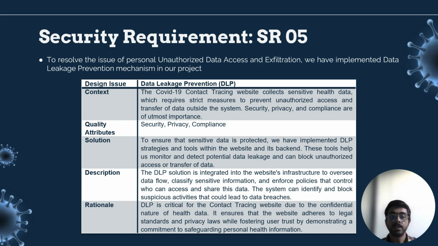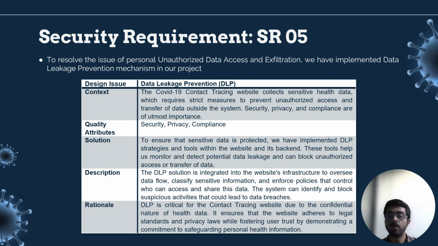Fifth one is data leakage prevention. So this is to minimize data breaches in the website. So the system identifies if there are potential suspicious activities going on, and can identify and block the activities which could lead to potential data breaches.